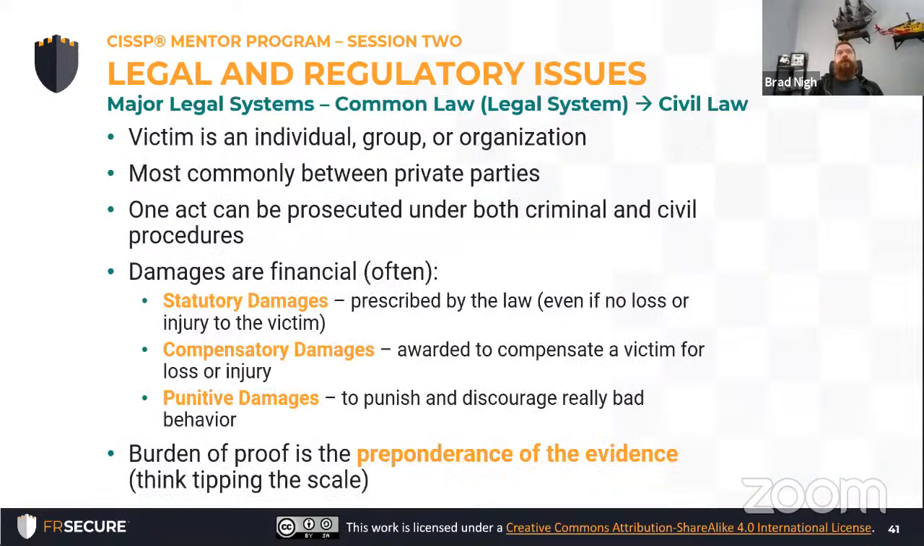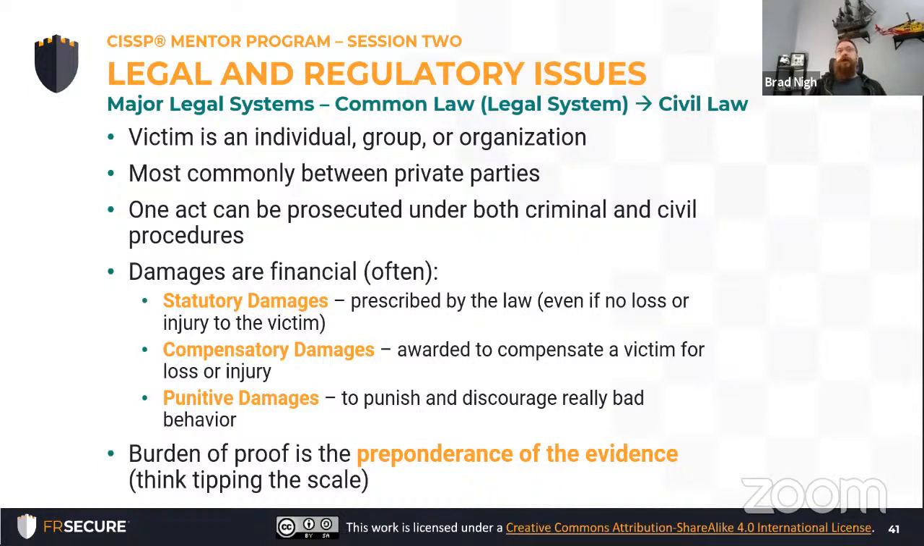Civil law, so the victim is an individual, group, or an organization. So this would be, when I feel that Evan has wronged me or done something wrong, and I sue him for damages, financial, right? And one that can be prosecuted both criminal and civil. I think O.J. Simpson was a great example where he was prosecuted under both criminal and civil.